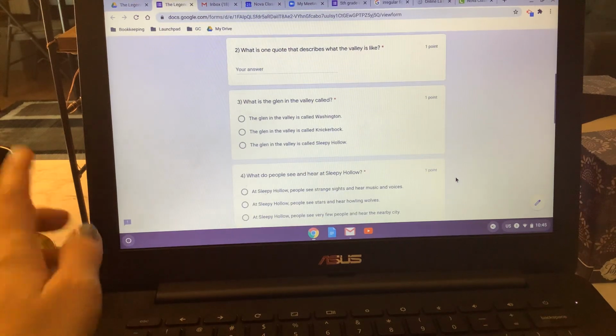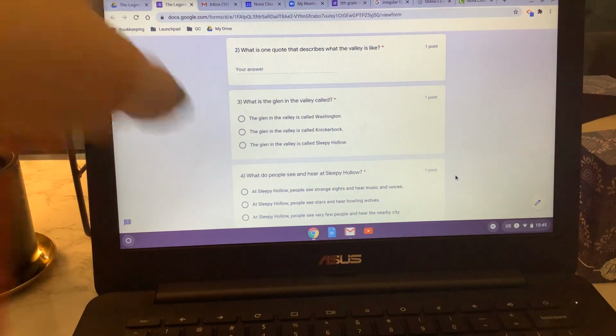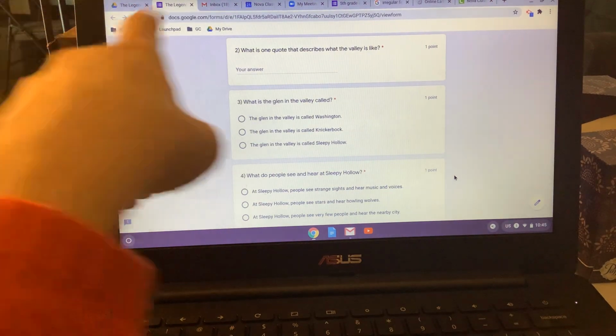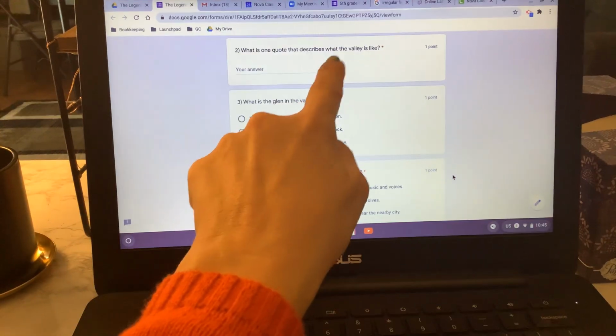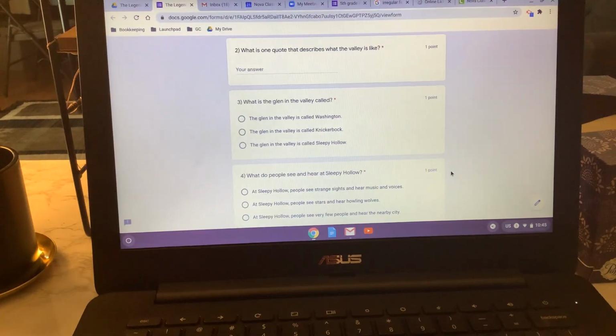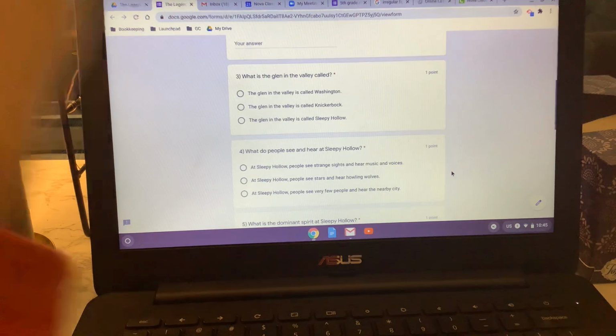2, what is one quote that describes what the valley is like? Remember, the short answer every time we are working on restating that question. So one quote that describes what the valley is like is, and then you're going to put your quote. Even though you're providing a quote, you still need to have that complete sentence.